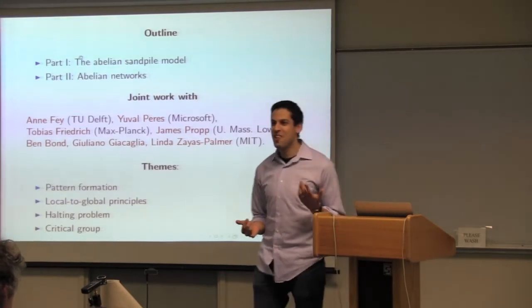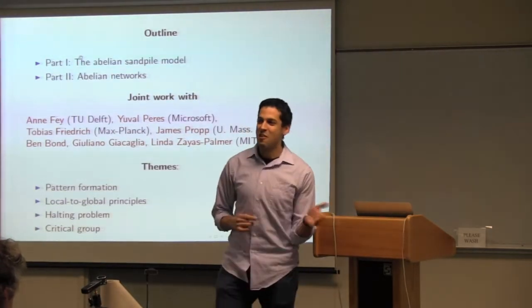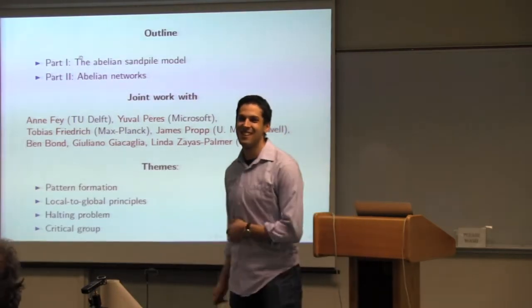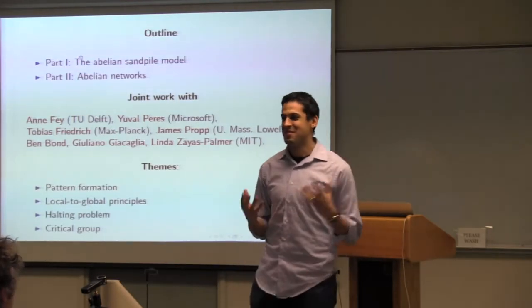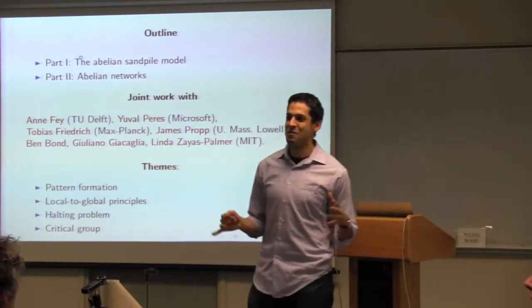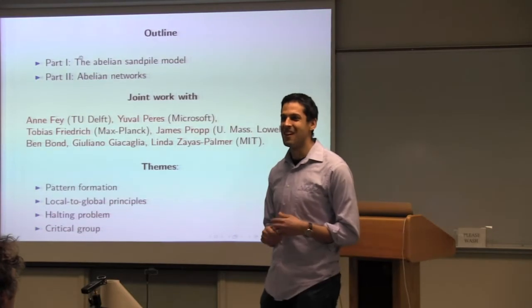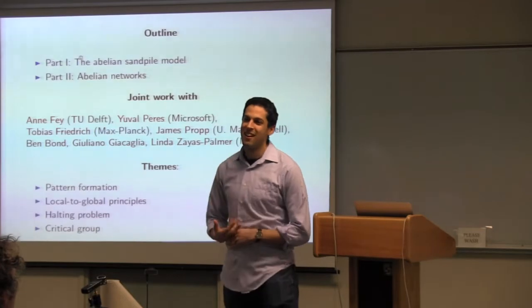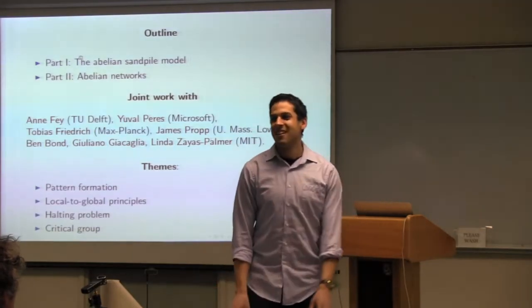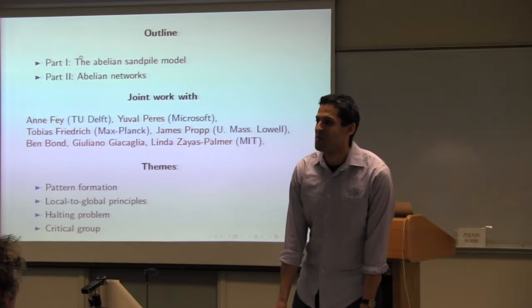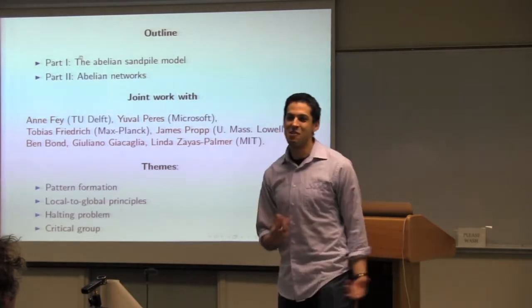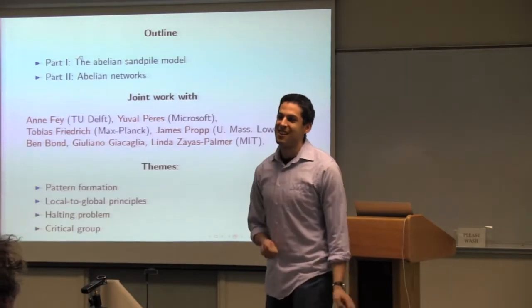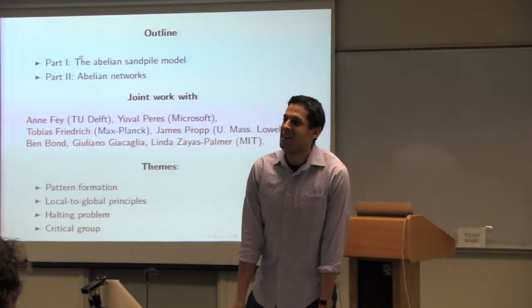Some themes for this talk. One is pattern formation from local rules. Abelian networks are systems that have some very simple underlying dynamics, but produce some very complicated large-scale patterns, and we're interested in how that happens. Local to global principles: often, if you can verify a property of each processor in an Abelian network, you can then show that the entire network has that property as well. And I'll show you several examples of that kind of phenomenon.